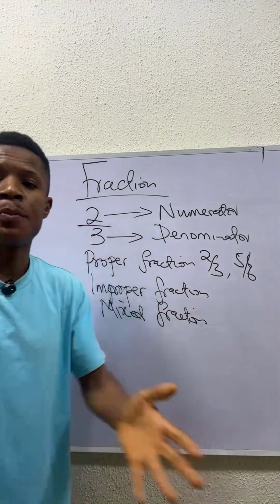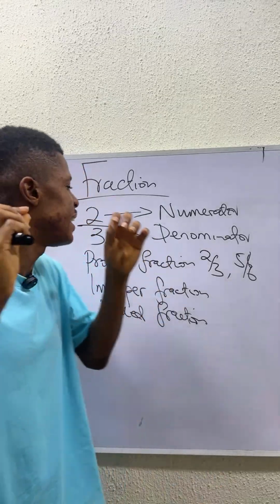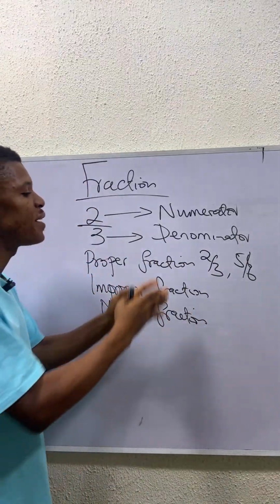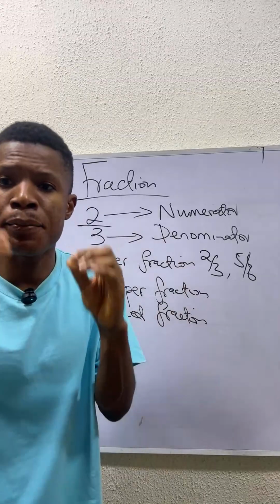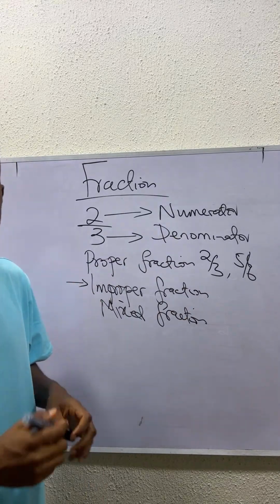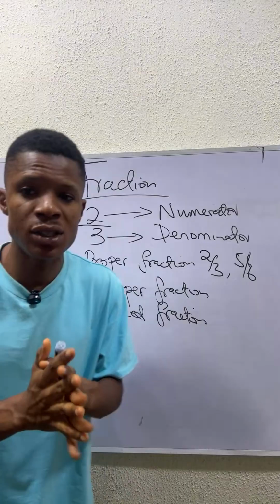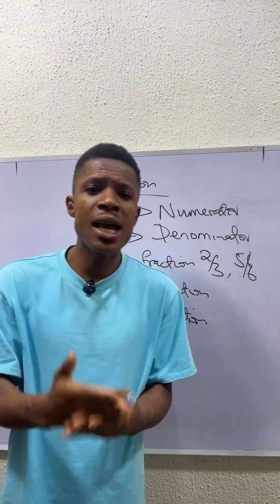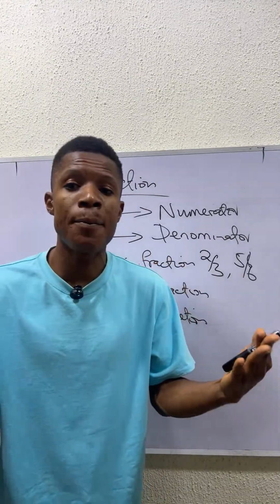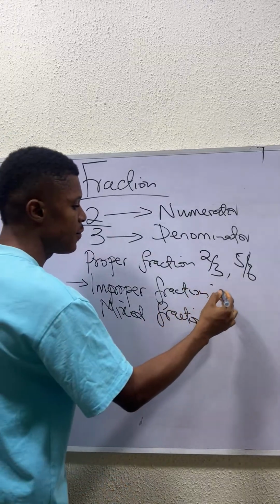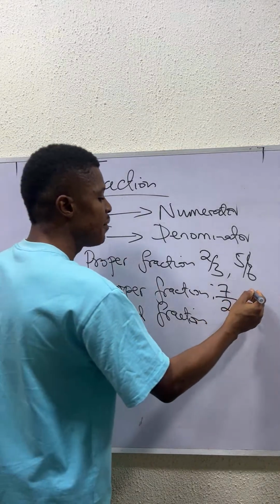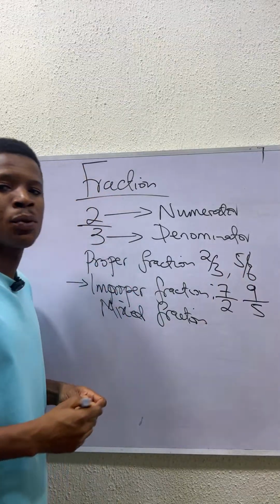The reason why we call it a proper fraction is that the numerator is small when you compare it to the denominator. Whenever we have a smaller numerator, we call it a proper fraction. Then we have the next one, which is the improper fraction. We say that a fraction is an improper fraction where the numerator is the bigger part of the fraction. For instance, 7 over 2 is an improper fraction, and 9 over 5 is an improper fraction.